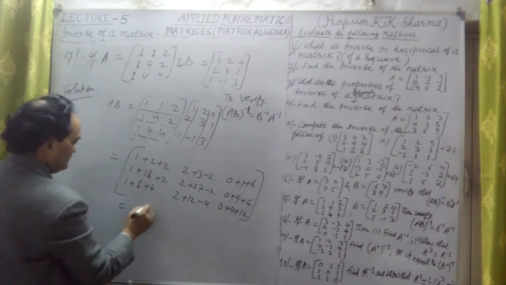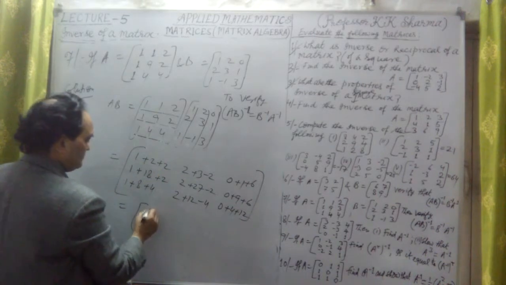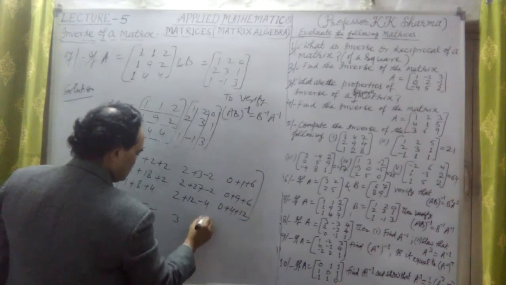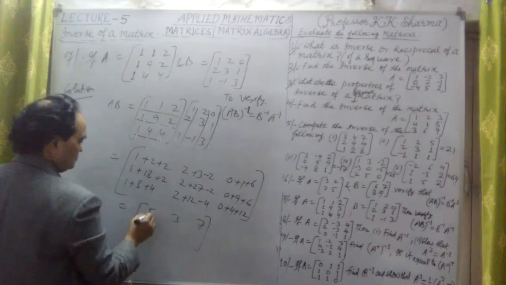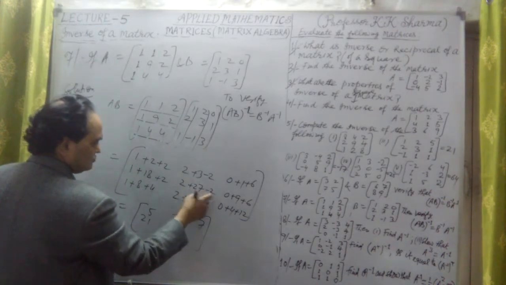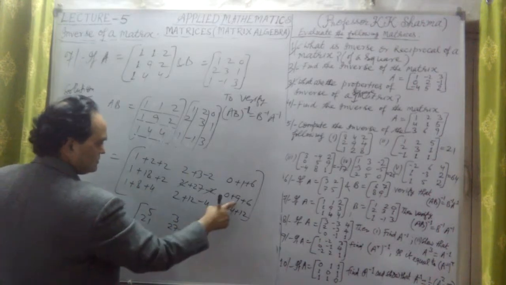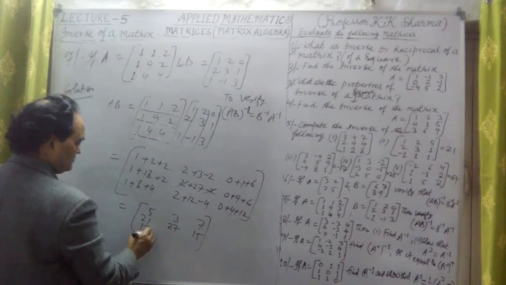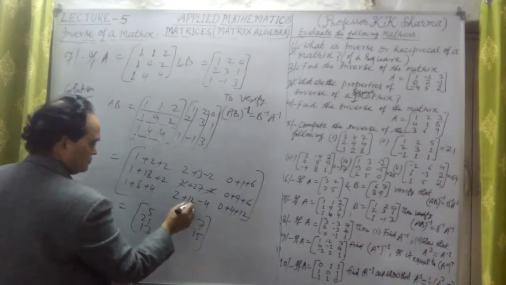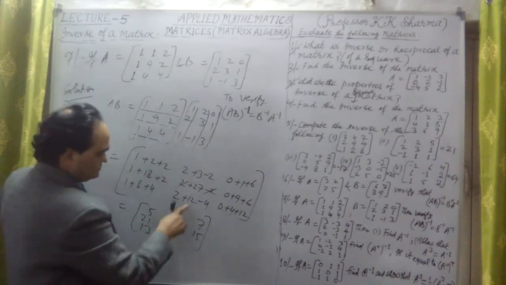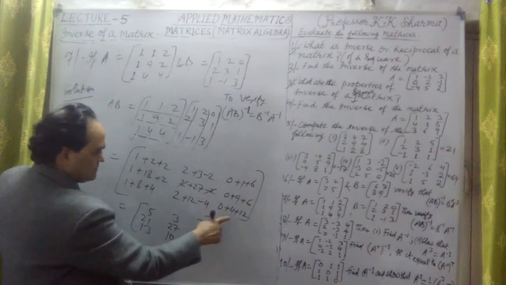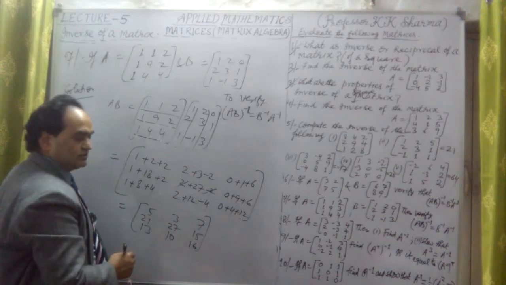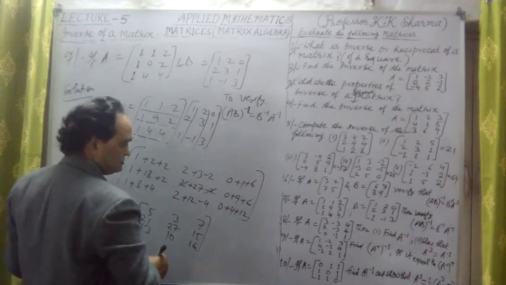Finally, what do we get? 1 plus 2 plus 2, 5. 2 plus 3, 5 minus 2 is 3. 1 plus 6 is 7. 18 plus 2, 20, and 21. 2 plus 27, 29 minus 2, 27. 9 plus 6 is 15. 8 plus 9 plus 4 is 13. 14 minus 4, 10. 4 plus 12 is 16. This is the AB multiplication. Now we have to calculate its determinant.